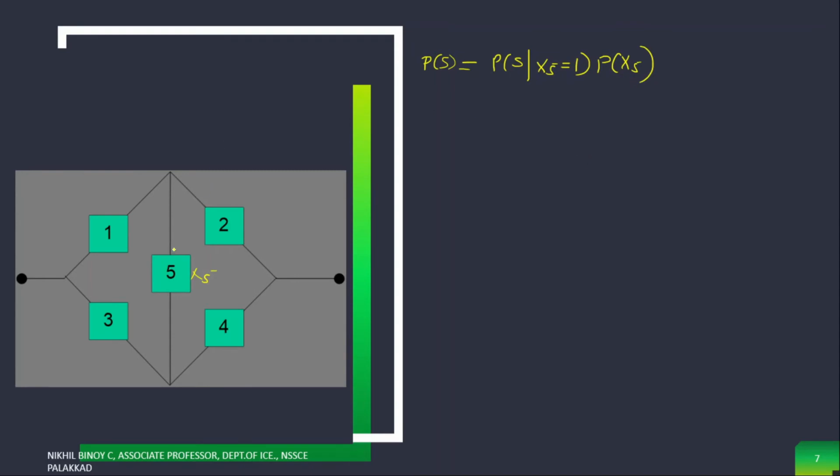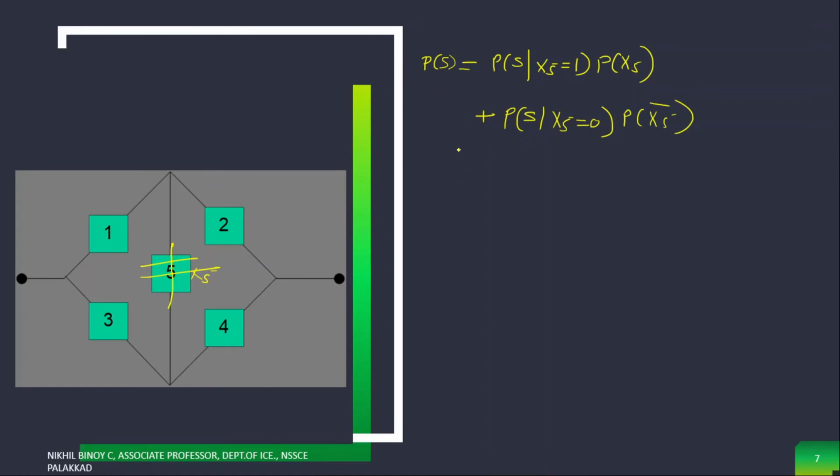What are we doing? We are replacing this event with a shortcut. That is the meaning. What is the probability of the system if this one is a closed path? So P of S equal to the probability of survival of this system if this one is closed, that is P of S given xi equal to 1, if xi is survived, into the probability of survival of that event, plus, now what is the probability if it is open? That is P of S, open means if that element is failed, then P of S given xi equal to 0, that is xi bar, into the probability of xi bar.